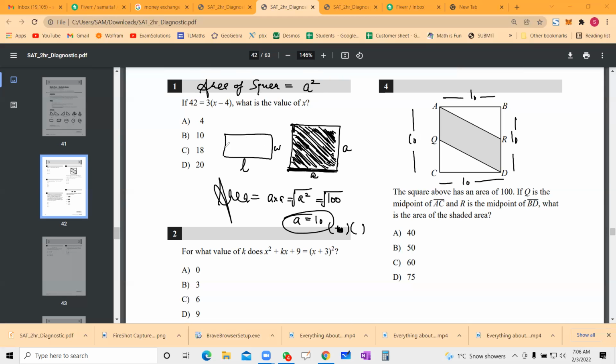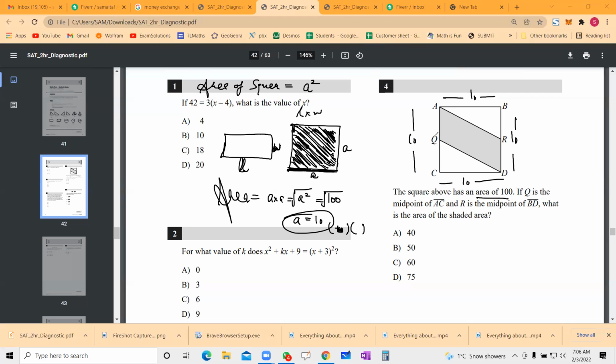And we know that the area of the rectangle is length times width, right? Okay, so the area of the rectangle is length times width. Area of the square is A times A, that's A squared. And we are given that the area is 100, that means each side is 10. Is it okay till now? Yep. Doing good.